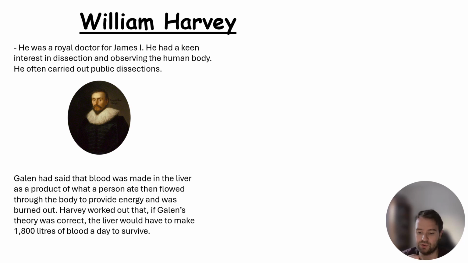We need to demonstrate what Galen knew and what Galen taught and what was written and put down in Galen's textbooks. Remember, 350 textbooks of Galen. That was really dominant in the medieval period and coming into the Renaissance. So Galen says that the blood was made in the liver as a product of what the person ate, and that flowed through the body to provide energy and was burned out. Now, Harvey figured out that to do this, you'd need 1,800 litres of blood a day to survive. So this is Harvey thinking, right, Galen must be wrong.